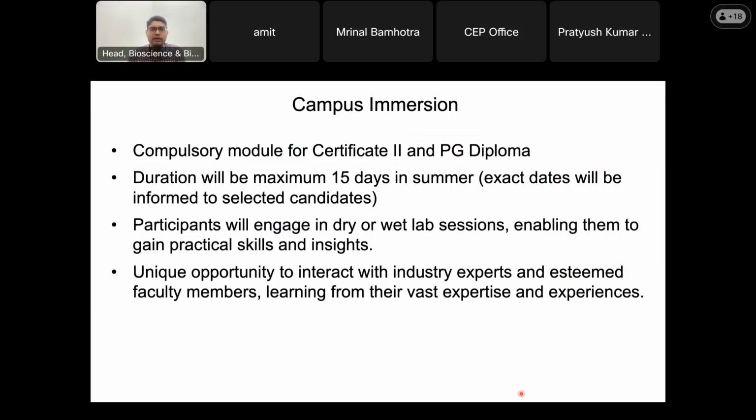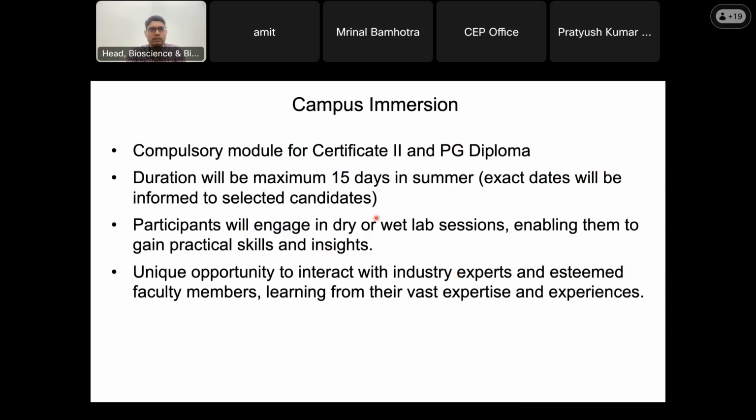And then we have this campus immersion I was talking about in the last slide. This is a compulsory requirement for the certificate 2 program as well as for the PG diploma, because you will have to go through practical sessions and hands-on training in physical mode.